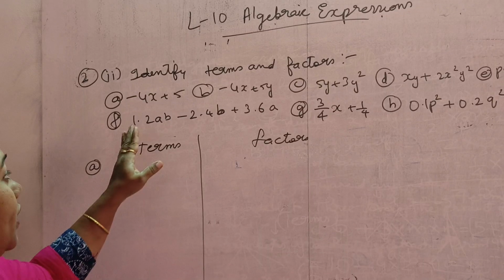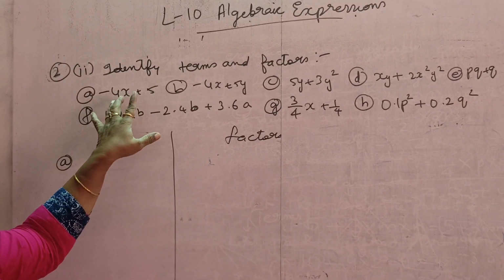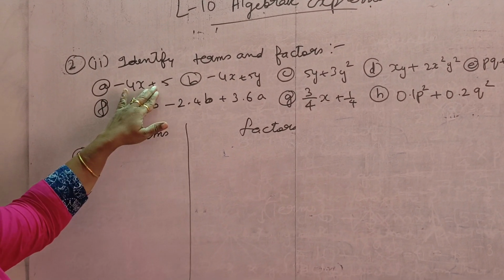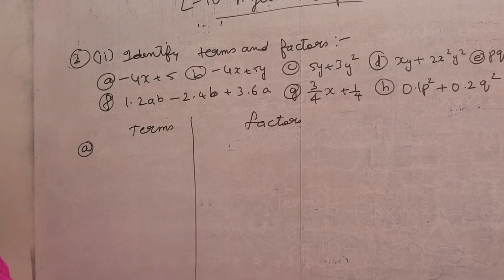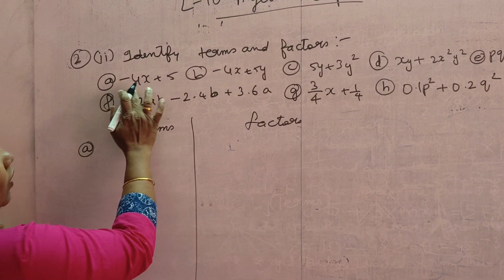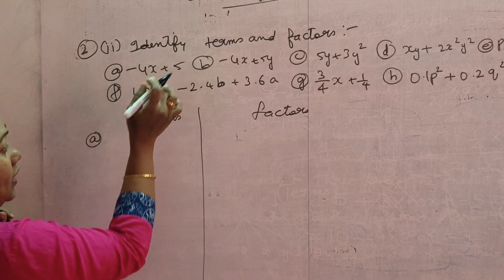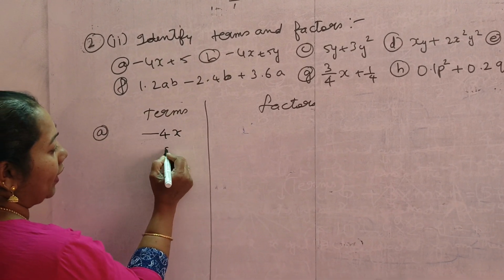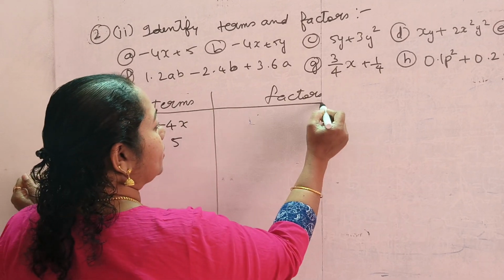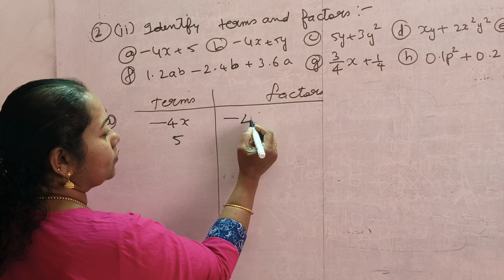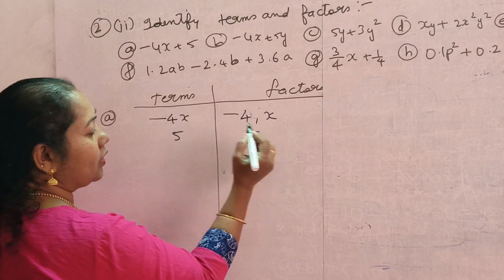Okay. Next question is identify the terms and factors. So first question, we have to write minus 4x plus 5. This is the expression, algebraic expression. Now this one we have to find the terms and factors. So in minus 4x plus 5, which are the terms? Minus 4x is the one term and 5 is the second term. So minus 4x and 5 are the terms. And now which are the factors here? In minus 4x, minus 4 comma x are the factors, and in 5, 5 is the factor.